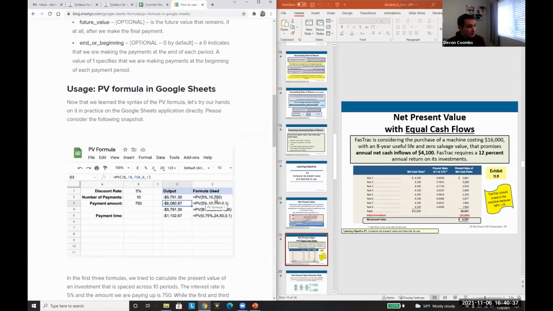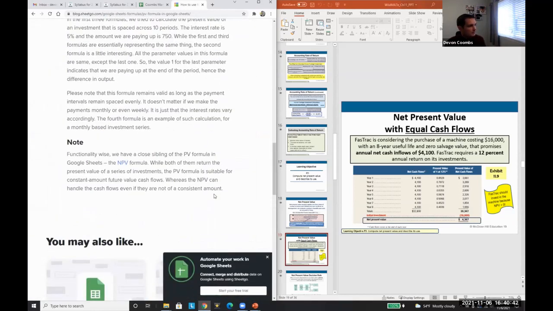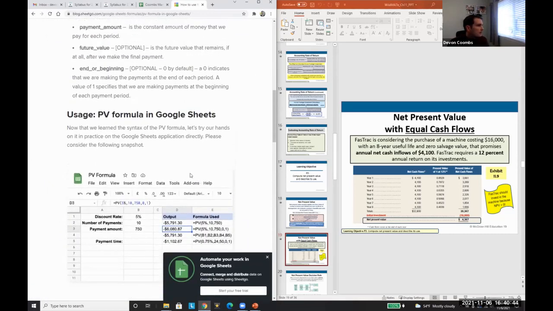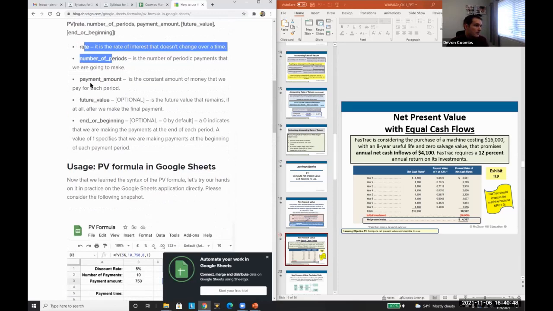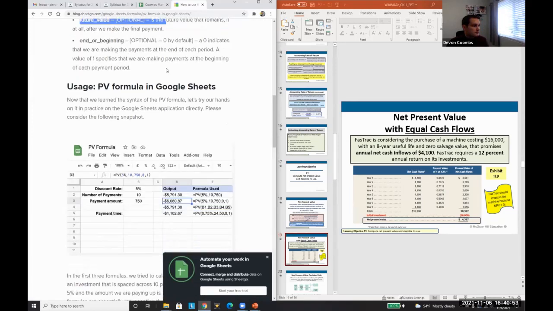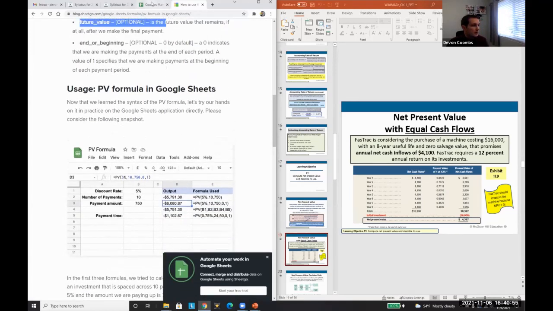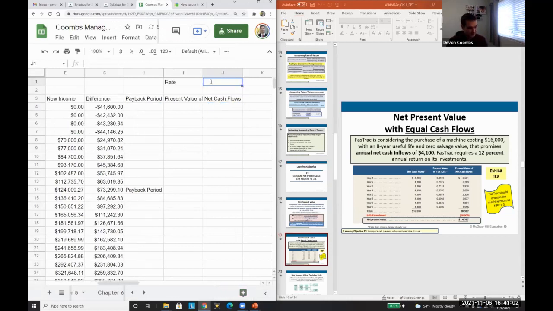You put the percentage. The rate, which is the percentage, the number of periods, and the future value or the payment amount. So we can just say here, what's the percentage? Let's call it the rate. We can always hard code these. We'll say the rate is 10%, so present value rate of 10%.